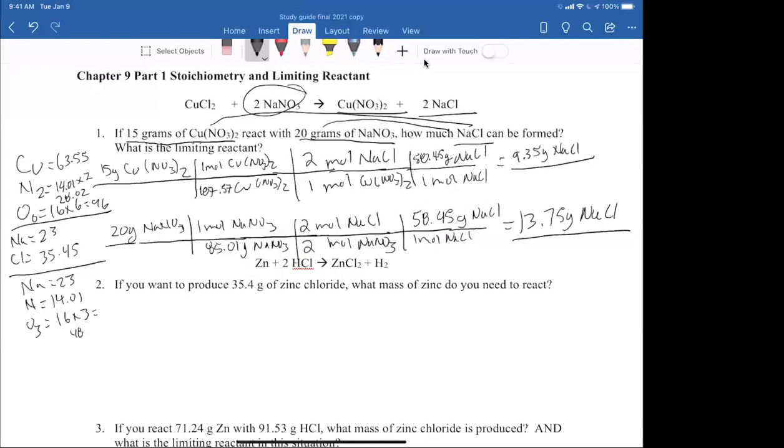So when you write this, you would write CuNO3 is my limiting reactant. And that's it. Questions?